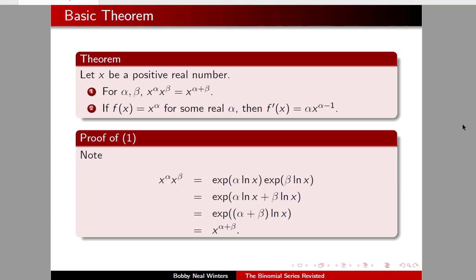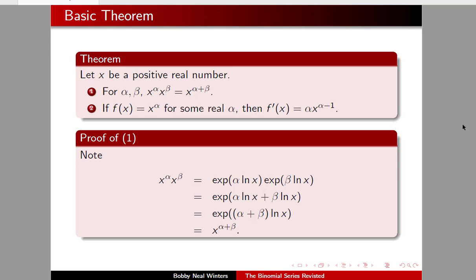All right, let's do a basic theorem here. Let x be a positive real number, and for alpha and beta any real numbers at all, x to the alpha times x to the beta is equal to x to the alpha plus beta. We're going to prove that. And if f of x is equal to x to the alpha for some real number alpha, then the derivative f prime is going to be alpha times x to the alpha minus 1. I mean, these are Calc 1 things. You've never probably really seen them proved to this point.